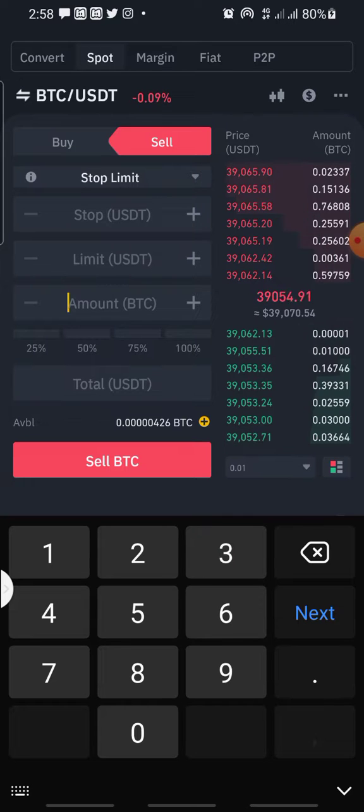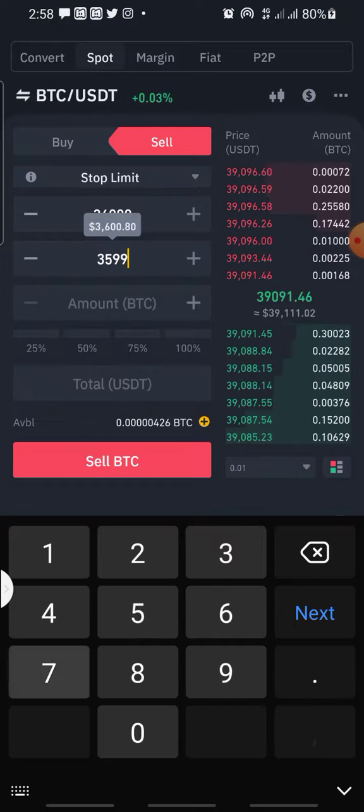But the most important one, the one you mostly use, is the OCO order. That is the one I mainly use. But this one is also very important to minimize your loss. So if you put $36,000, so here should be $35,997. So you put your price of the Bitcoin, you put the total here, everything is okay.